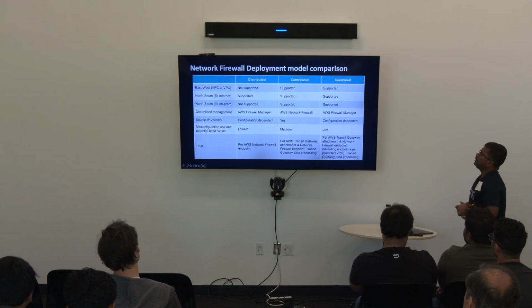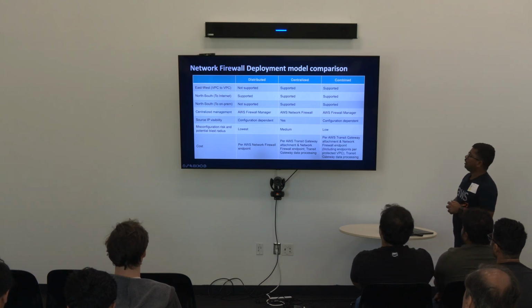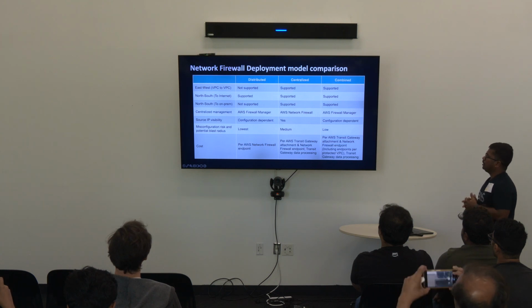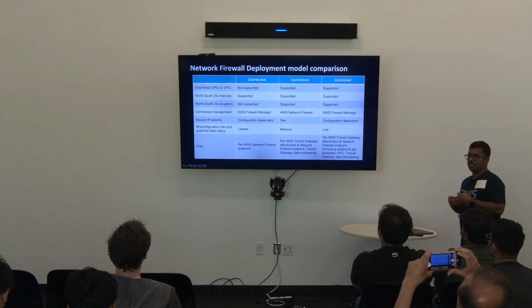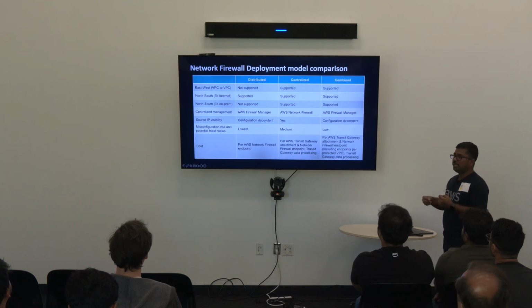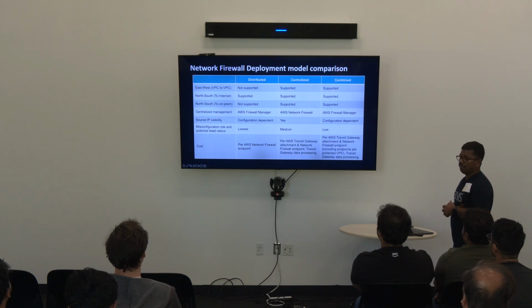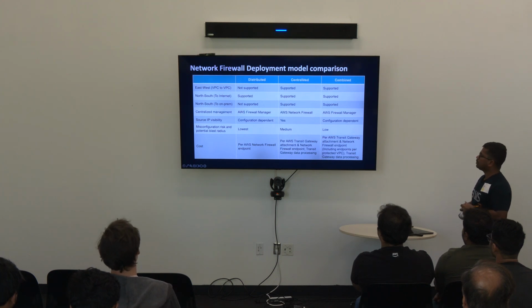So this is the comparison between the distributed, centralized, and combined deployment models. Let's go with the distributed model first. In this case, we are going to deploy a network firewall in each and every VPC. We can't do the east-west VPC to VPC environment segregation. It's not supported, whereas it's supported in the centralized and combined.